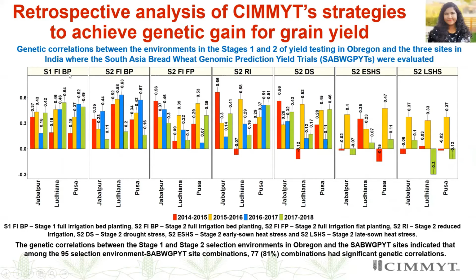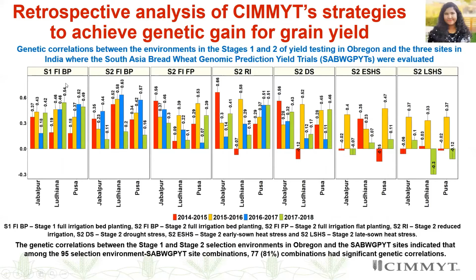And each one of these panels represents the Oregon environments, the selection environments: the stage 1 full irrigation bed planting, stage 2 full irrigation bed planting, stage 2 full irrigation flat planting, stage 2 reduced irrigation, stage 2 drought stress environment, and stage 2 early and late heat stresses. And as you can see, the genetic correlations between the Oregon environments and the sites in India where the SAB-GYT lines were evaluated, where about 540 lines in each year were evaluated, are quite high.